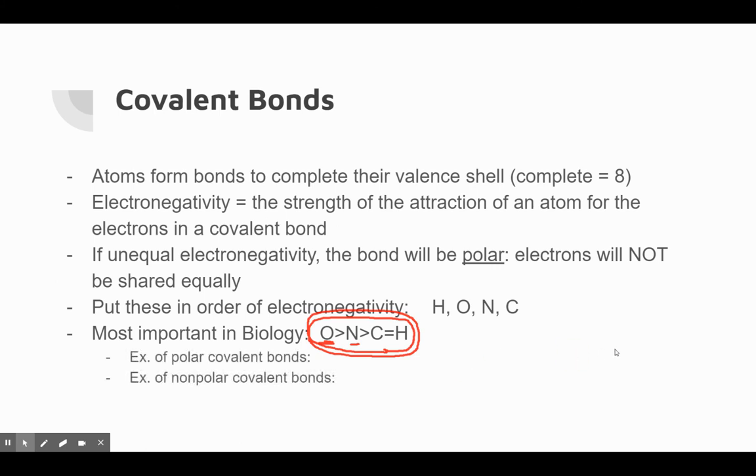So some examples of polar covalent bonds would be anything that's like a bond between nitrogen and hydrogen, or oxygen and hydrogen, like in a water molecule, or a nitrogen-carbon bond, anywhere where the two are not equivalent. But if you have a nitrogen-nitrogen bond, obviously they're the same electronegativity, that would be nonpolar. Or say a carbon-hydrogen bond is nonpolar because they're roughly equivalent in their electronegativity.